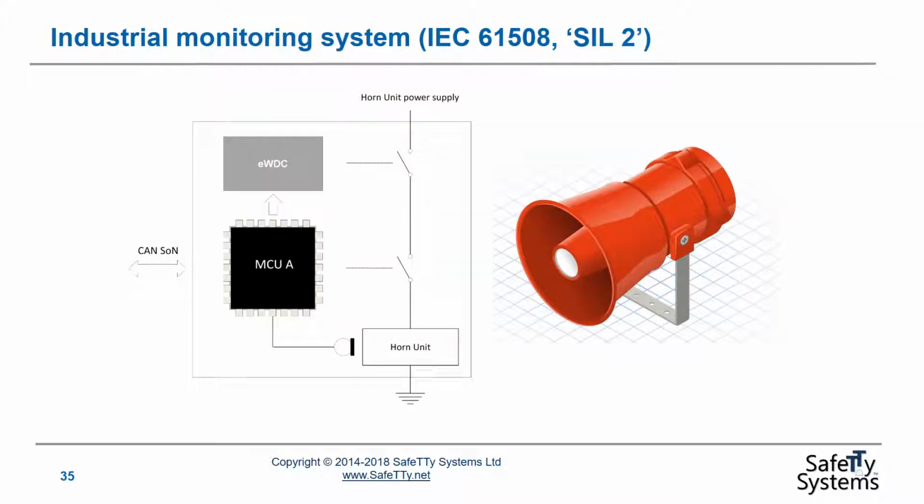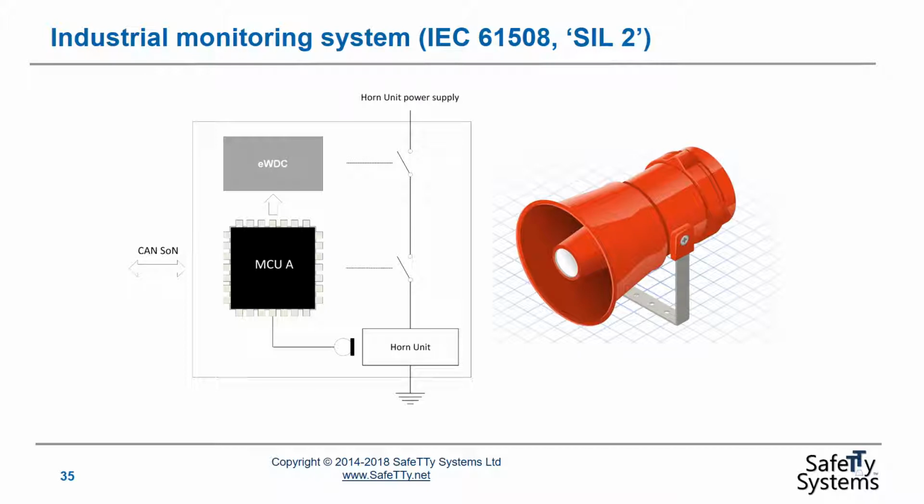Next example we'll look briefly at is part of an industrial monitoring system that might be used, for example, to sound an alarm if, say, a gas leak is detected on an industrial site. Here we're assuming that this part of the system is connected, for example, over a CAN bus, to the rest of the industrial monitoring system. So we're concerned in this example only with the sounder unit.